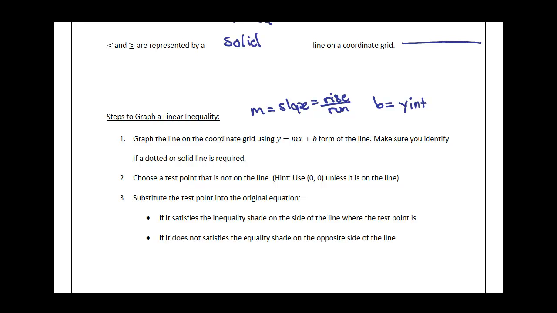Just like before in lesson 5.1, we need to test to see where our inequality is correct. (0, 0) is generally the best point to use, as long as it is not on the line. Step 3 says to substitute the test point into the original inequality. If it satisfies the inequality, shade on that side of the line where the test point is. However, if it does not satisfy the inequality, shade on the opposite side of the line. Alright, let's apply all of this to a question so we can get a better understanding of what it really means.